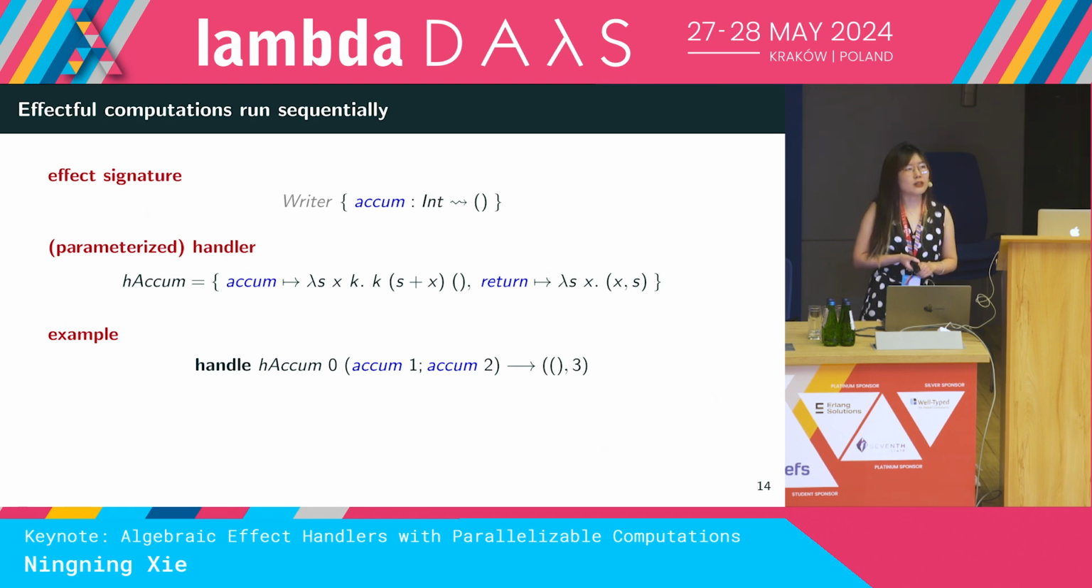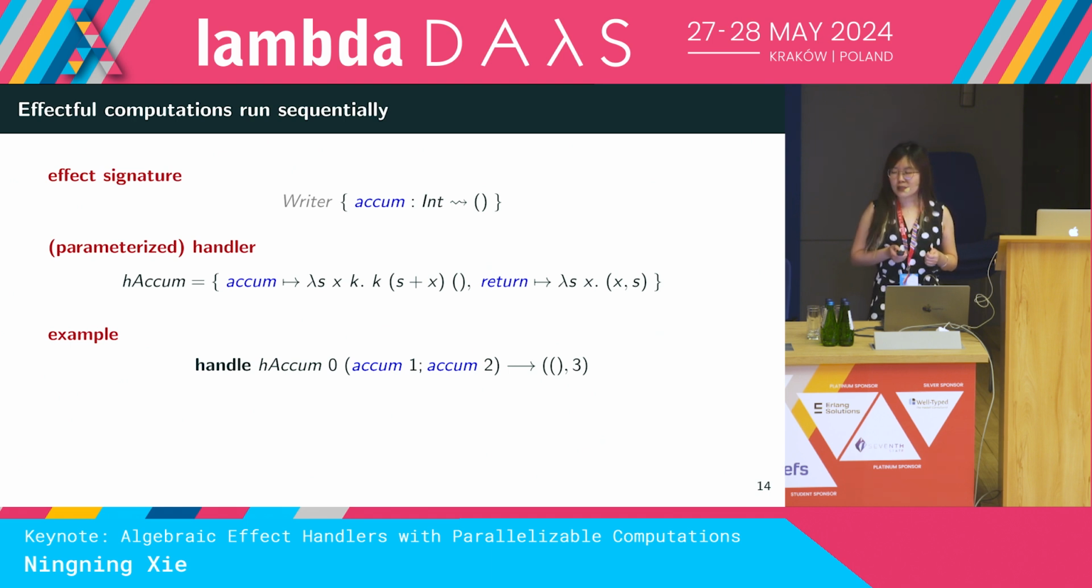So with such an effect, we can write a program, for example, at the bottom of the slide, where we would like to accum 1 and then accum 2, and we are going to handle this program using the handler haccum with the initial parameter of the handler being 0. And if we do that, then the result of this computation is a tuple with the computation result unit and the final state 3.